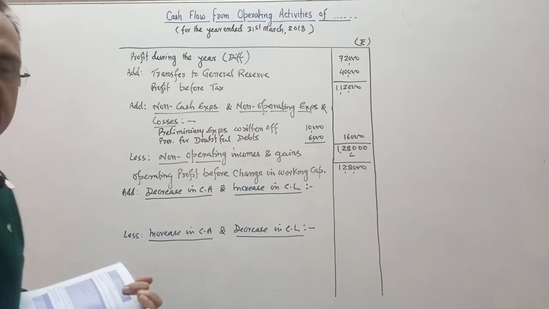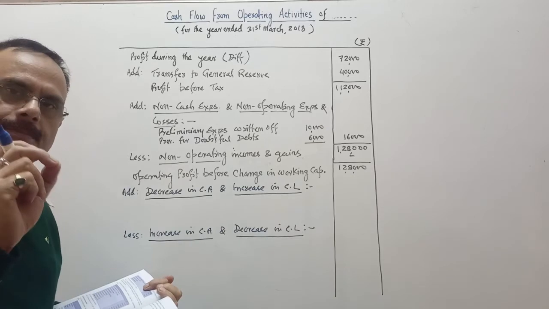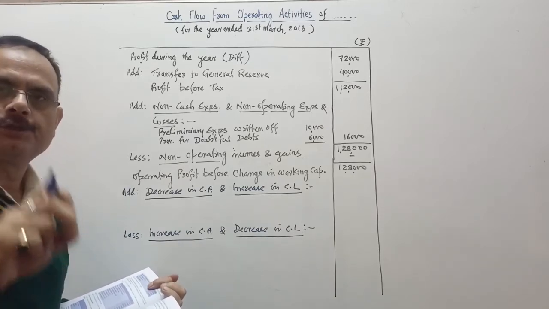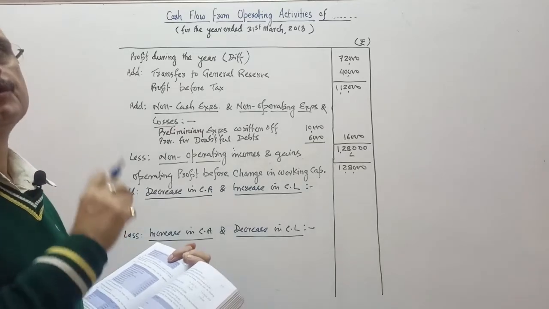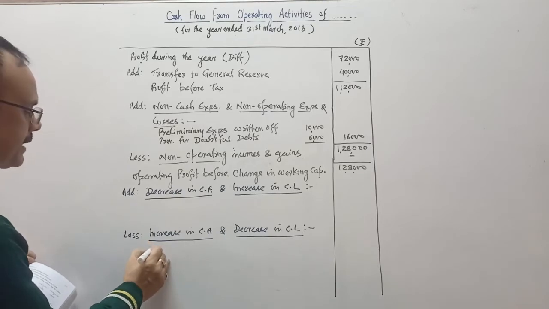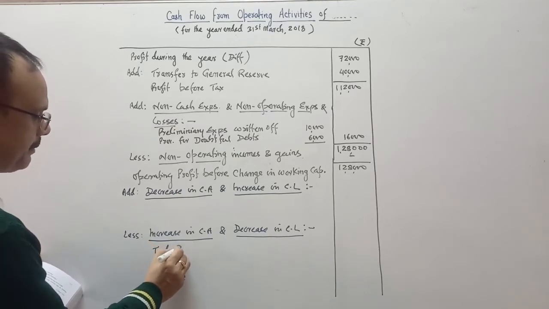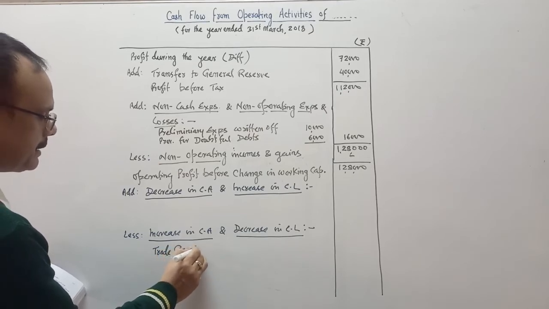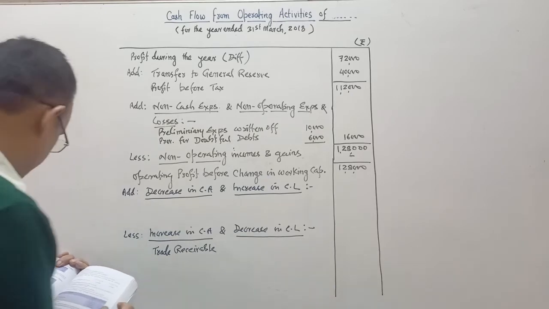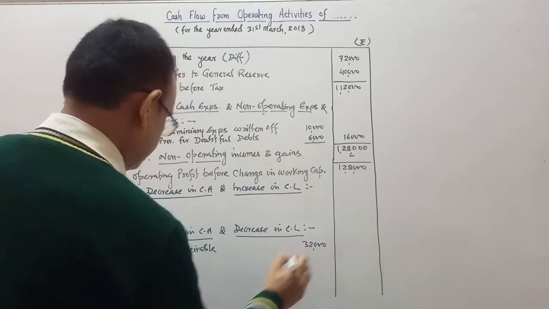Trade receivable is a current asset. Trade receivable means both debtors and bills receivable come under it, jointly known as trade receivable. So in current assets, trade receivable is increasing. What we'll do is deduct the trade receivable, because it is increasing by 32,000.